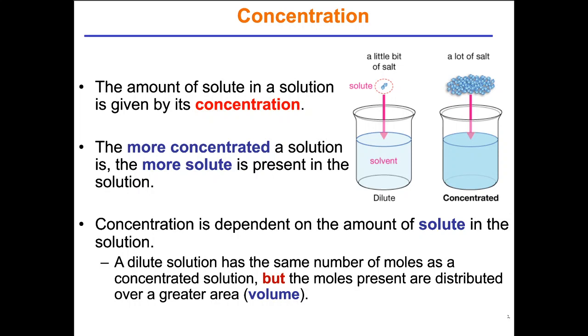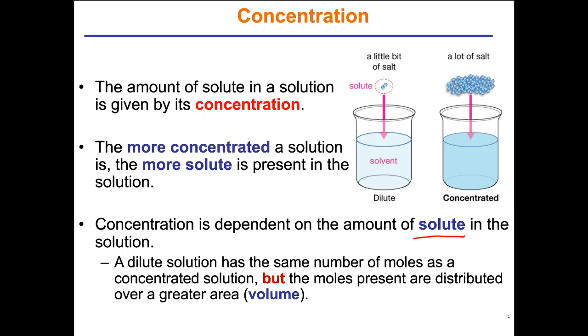Okay, so concentration is dependent on the amount of solute in the solution. A dilute solution has the same number of moles as a concentrated solution, but the moles are distributed over a greater area. In other words, the only difference between a concentrated solution and a dilute solution is essentially the ratio between the solute and the solvent. I can take the same amount of solute and dissolve it in different amounts of water and have different concentrations of solutions. Or I could have different amounts of solute.